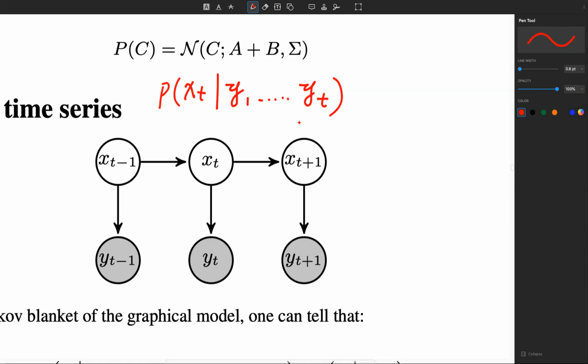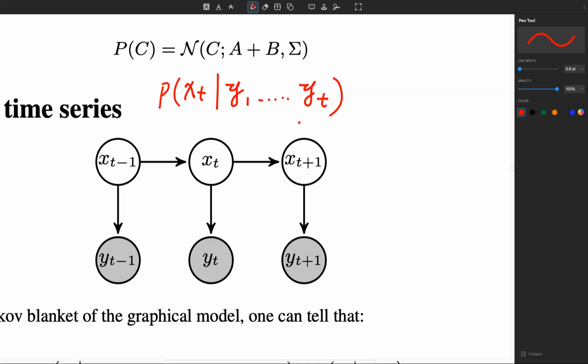But what's your X? It is the true state of your rocket. Nobody knows the true state of your rocket, right? So you need to do this. From a set of measurements, you want to infer the true state of your rocket.